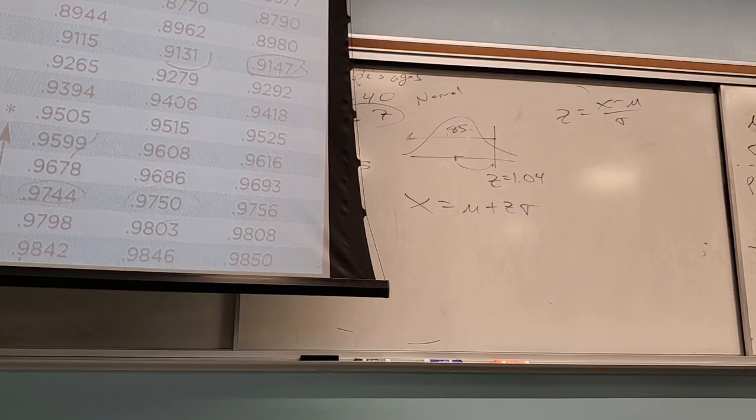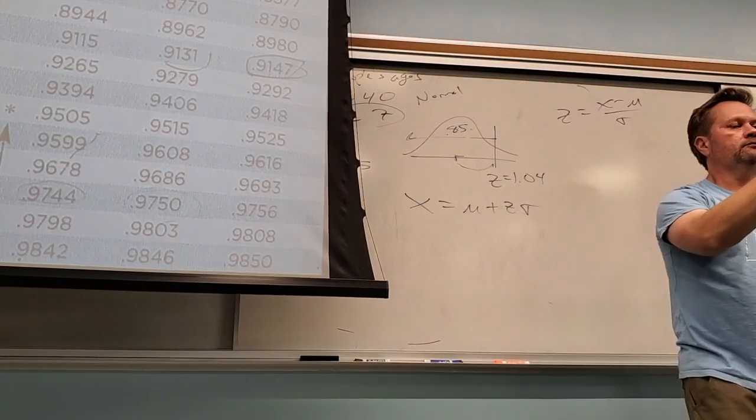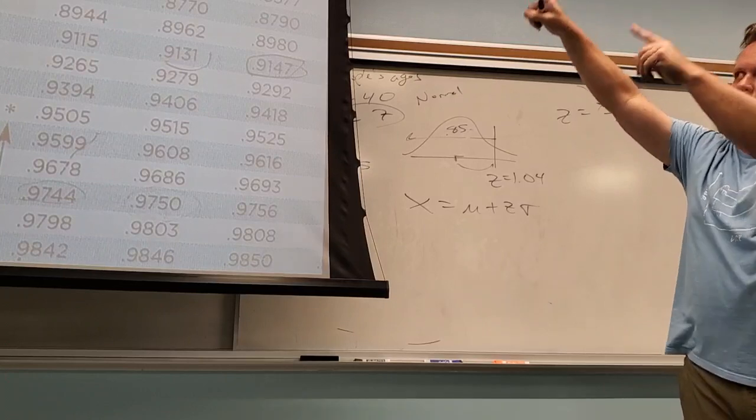You guys okay with that? I really want it to make sense that if I give you, like the first problem we did, an X, we changed it to a Z, and then we looked the Z-score up to get an area.